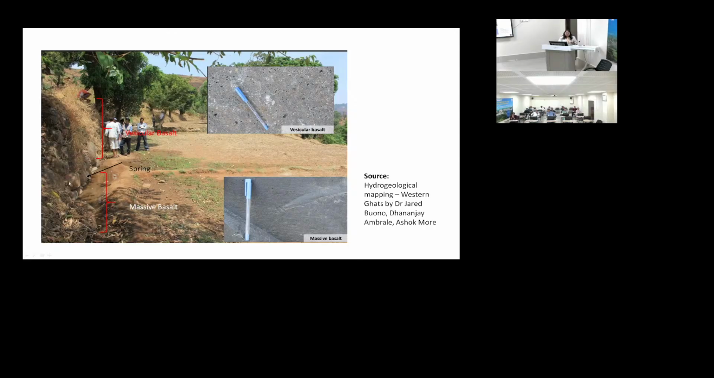In the upper part, we have a vesicular basalt with porosity, and underlying it is a massive basalt, because it is trapped underneath the vesicular basalt. The gas bubbles could not escape, so it will not generate any vesicles. At the contact of these two, vesicular basalt and massive basalt, we get a spring. This kind of spring is very common in Maharashtra and parts of Gujarat and MP.